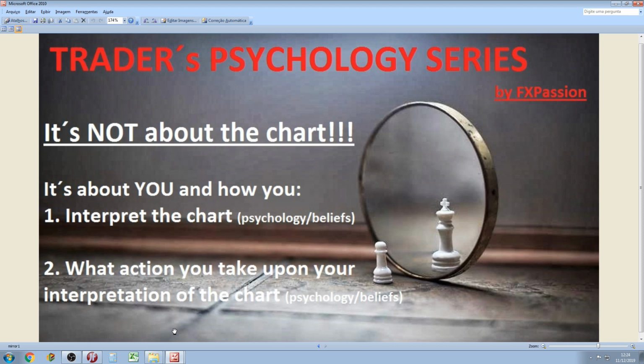Number 3, journal. Journal, everybody. You can journal after the trade is over, but you must journal at the end of your trading day. It doesn't matter if you close the trade, or if your trade is still open. You must journal. What should you journal? What you thought and what you felt. And this is a must, everybody.